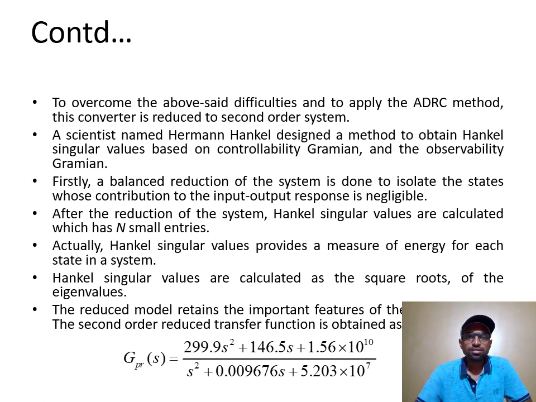This method was generally given by Hermann Hankel. Accordingly, the method is to obtain Hankel singular values based on the controllability and observability gramians. First, the balanced reduction of the system is done to isolate the states whose contribution to the input-output response is negligible. After that, the Hankel singular values are calculated, which have smaller entries. The Hankel singular values provide a measure of energy for each state in the system, and they are calculated as the square roots of the eigenvalues.